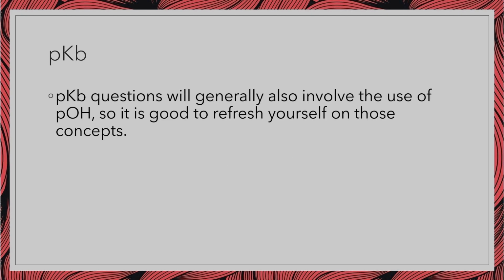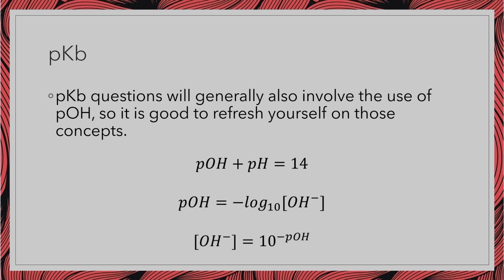Now, pKb questions will generally also involve use of pOH. So it's good to refresh yourself on those if you haven't seen them recently. So pOH plus pH equals 14, and pOH is the negative log 10 of OH minus. And also OH minus is 10 to the power of negative pOH. So remember those from a few lessons ago.